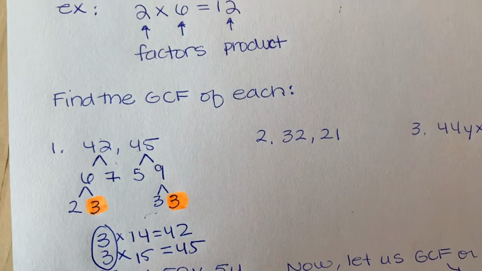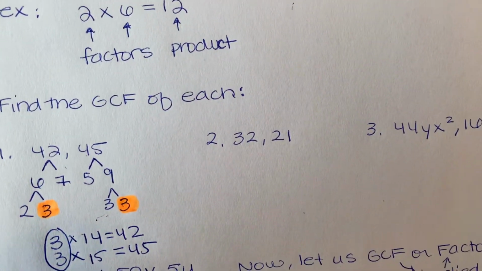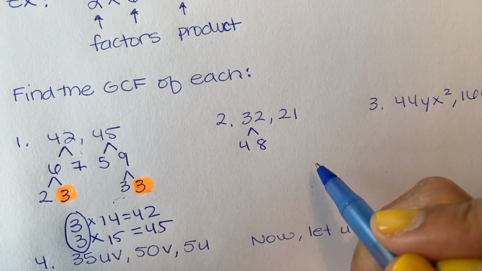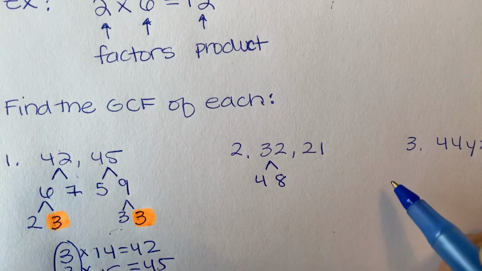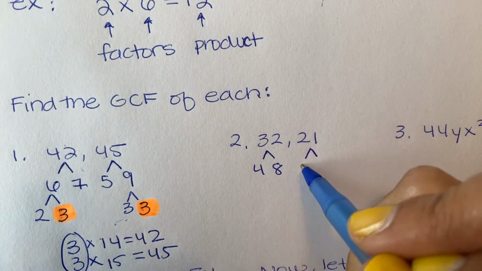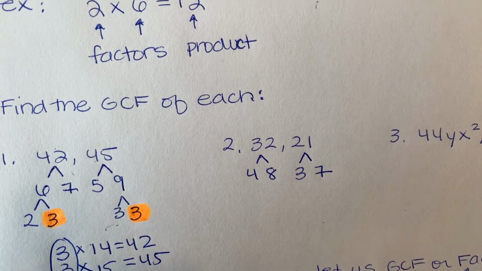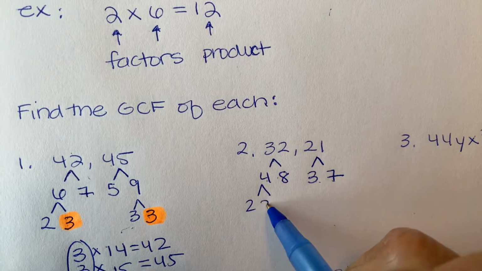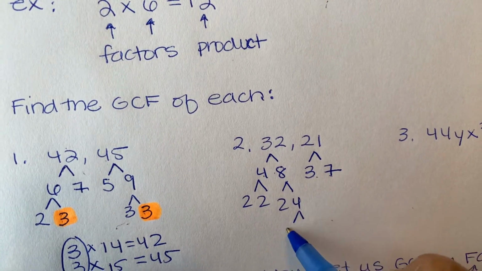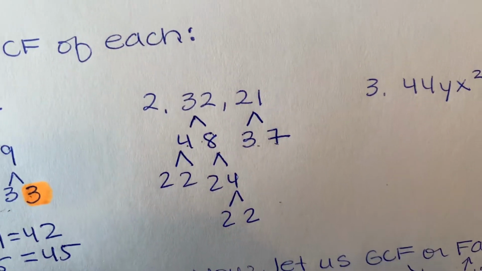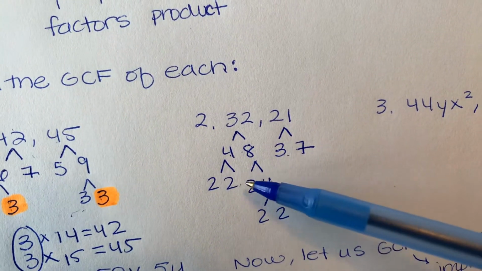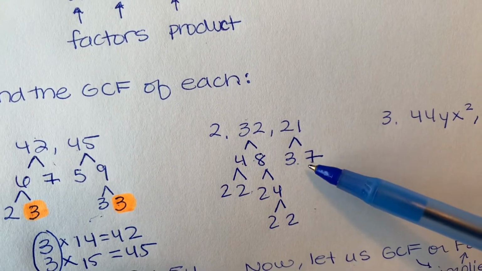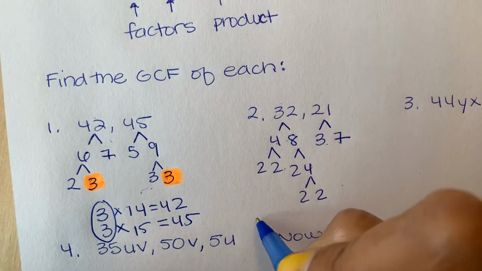Here we go: 32 and 21. Let's break up 32 and 21. 32 is 4 times 8, and 21 is 3 and 7. There's no way I'm going to get a 3 and a 7 out of these values. This is 2 and 2, this is 2 and 4, this is 2 and 2. If I break it into prime factorization, 2 times 2 times 2 times 2 times 2 gives me 32, and 3 times 7 gives me 21. There are no shared factors.